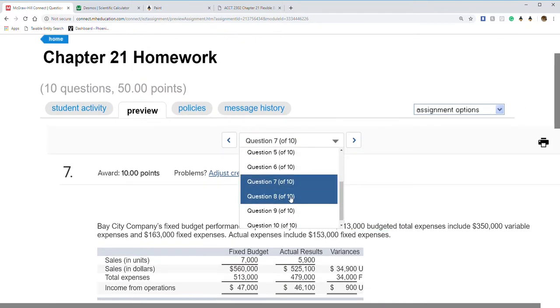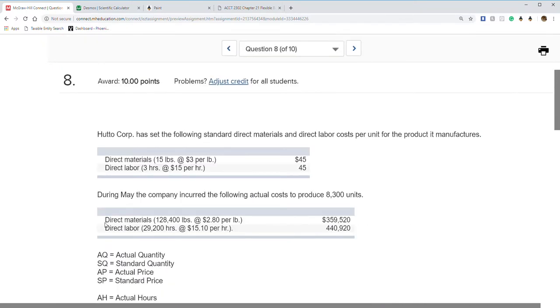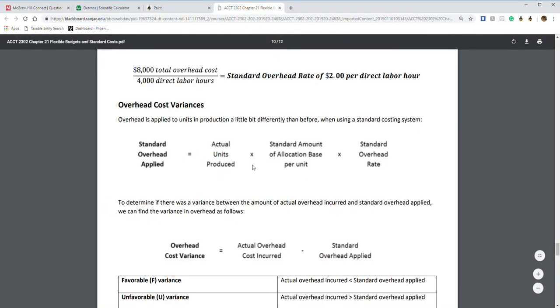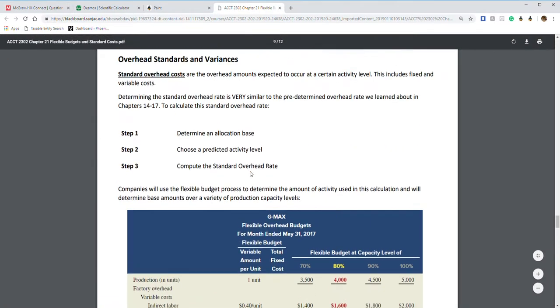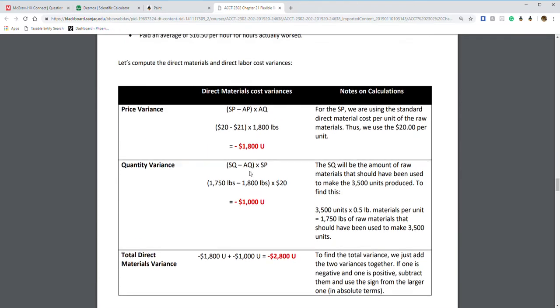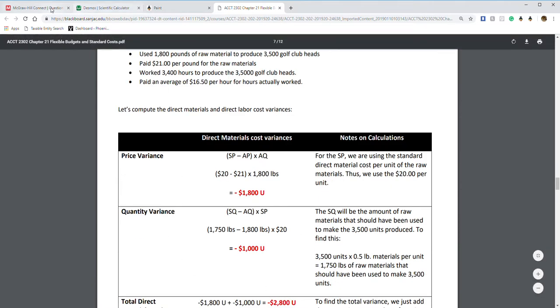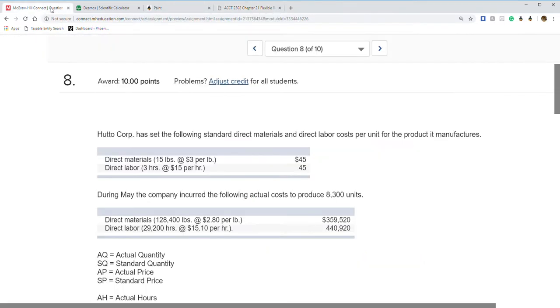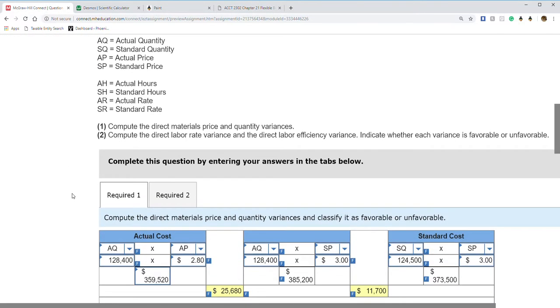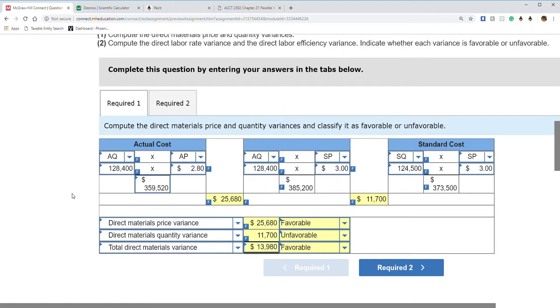Now, question 8 in itself, I don't like how Connect does direct labor and direct materials. I like how we did it in our formula. So right here, I would probably suggest to do it that way. But for them, this is how they do it.